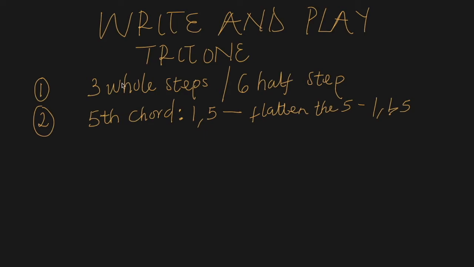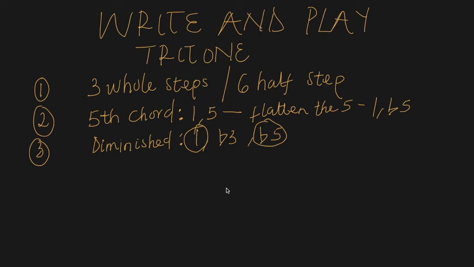The third way of deriving your Triton is from a diminished chord. Diminished chords are simply minor thirds. For example, diminished chord in the key of C is the C, the E flat, and the G flat. Now, how do I derive a Triton from this? If I remove the E flat, I have the C and the G flat left, and that is a Triton.